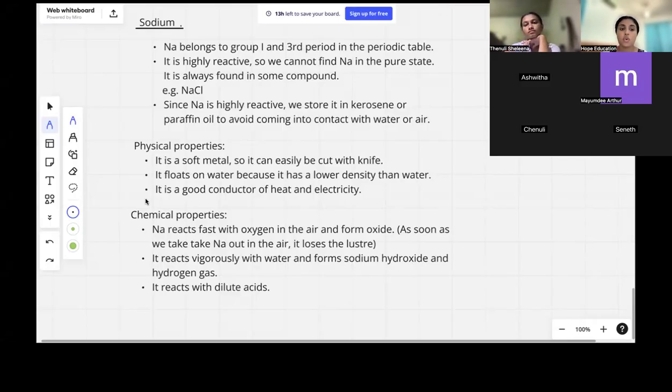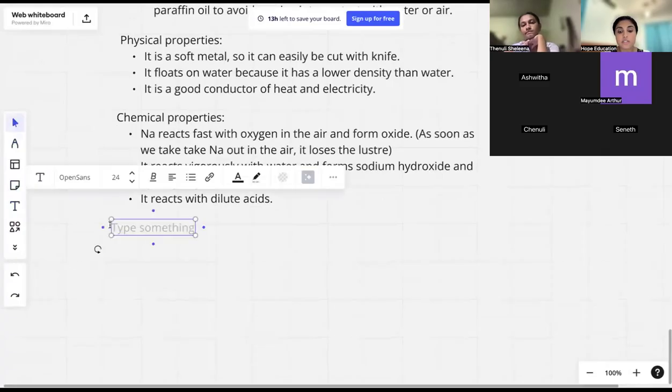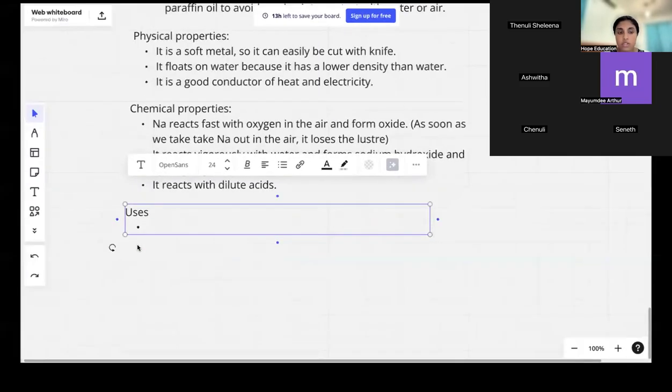Okay. So finally we need to know the uses of sodium. Why do we use sodium, right? Most of these uses you will have to learn by heart, right? Because you don't know most of these. So, now you know gold and silver.